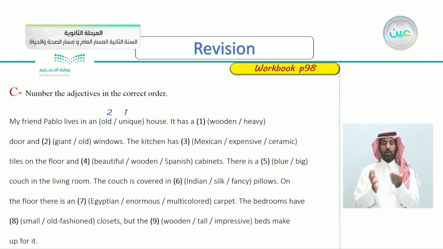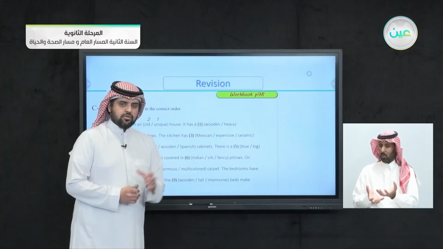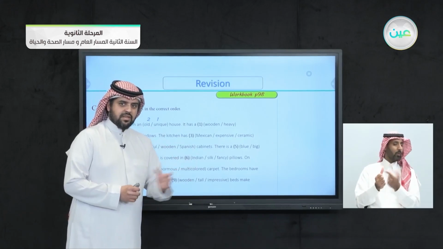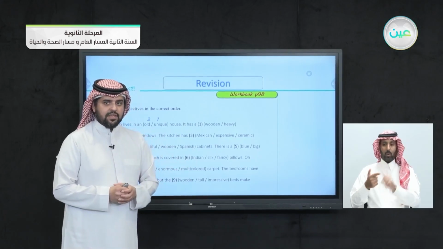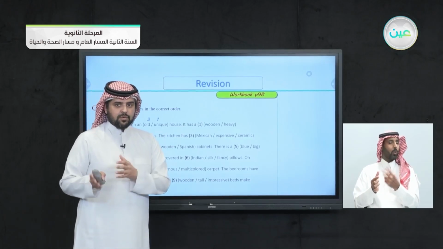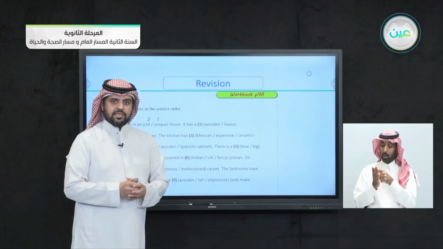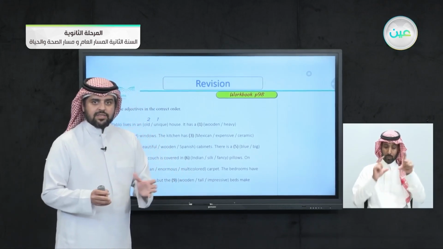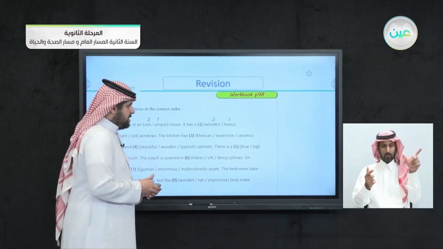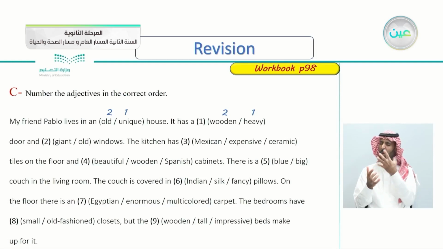Unique old house. So it has a wooden heavy door. So which comes first? Wooden, the material, or heavy? Which one is number one and which one is number two? You can open your book and the grammar page to check out the grammar itself. Okay, let's see the answer here. So it has a heavy wooden door and giant old windows.